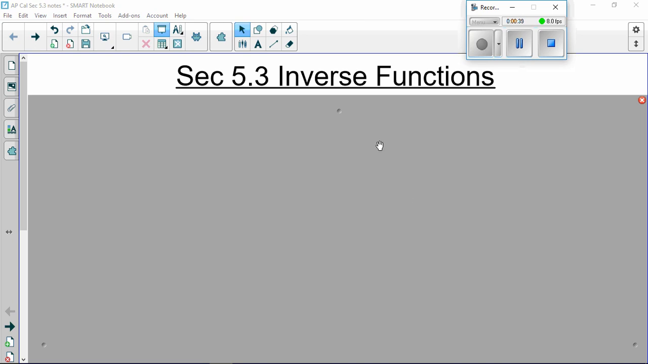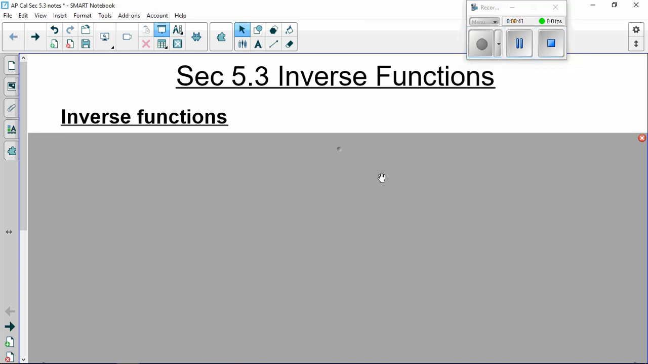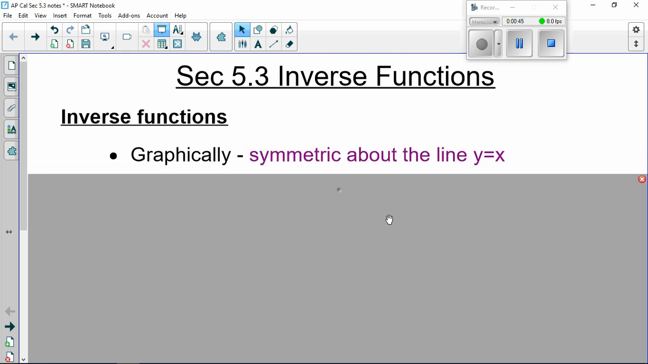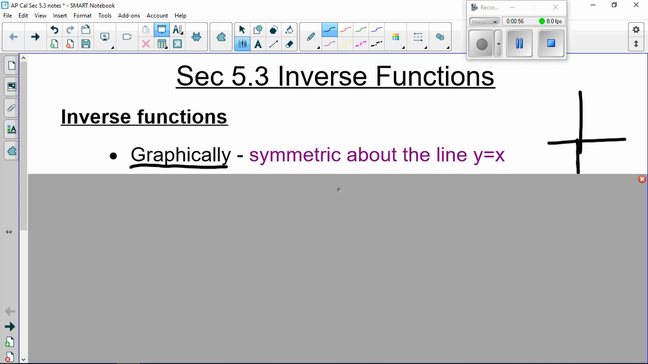So the first thing is we want to know what an inverse function is. Well, we can define it in a couple different ways. We can define an inverse function graphically, through a graph. So graphically, an inverse function, if we have an x and y axis, is symmetric about the line y equals x.